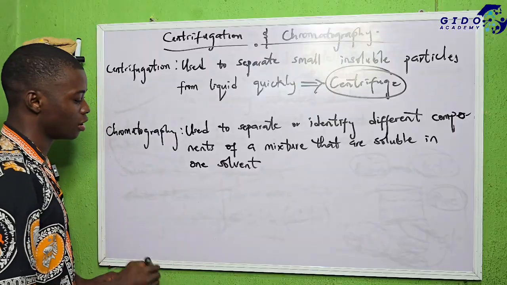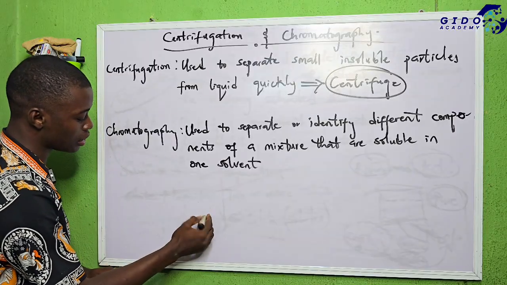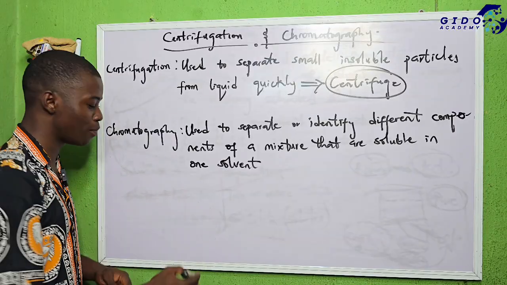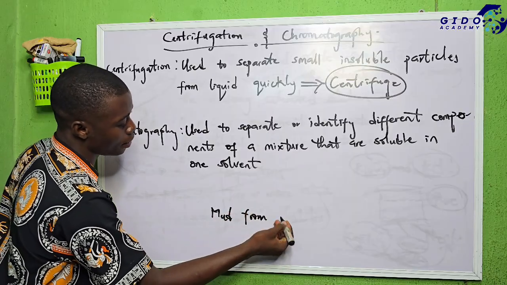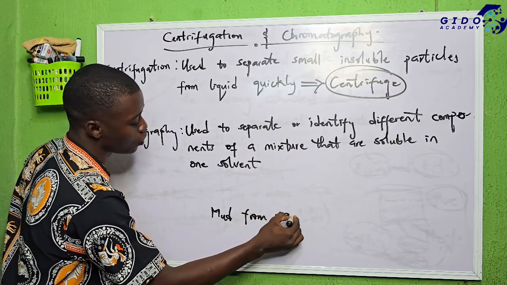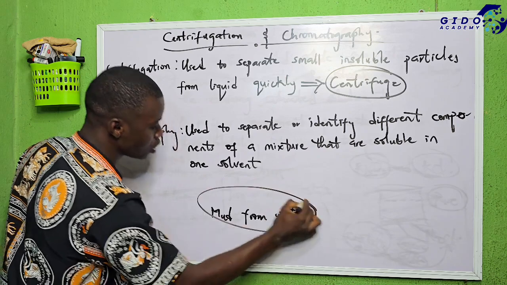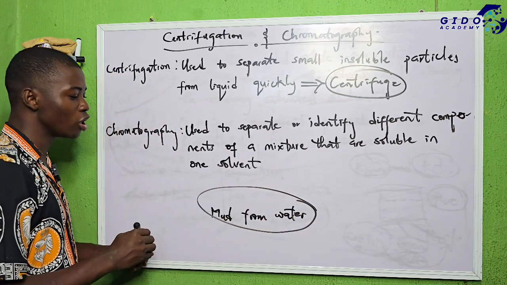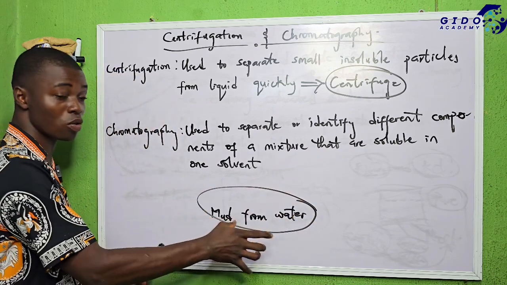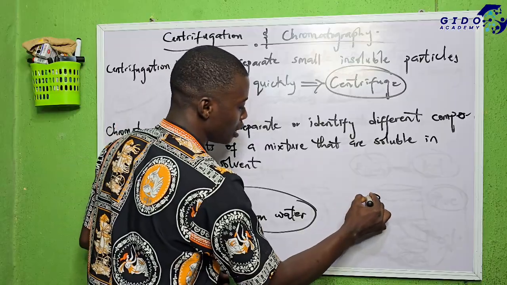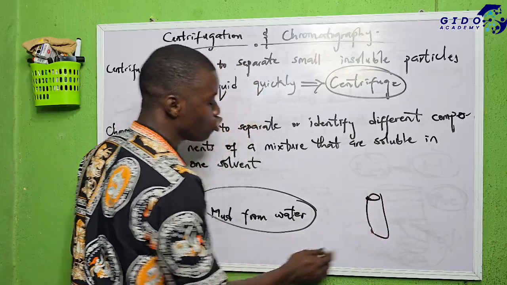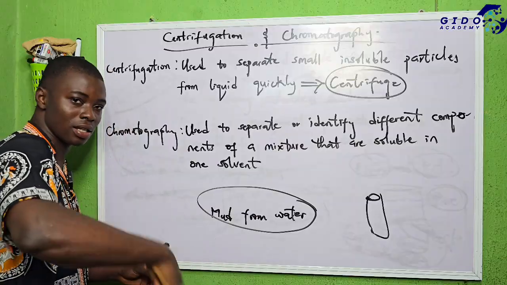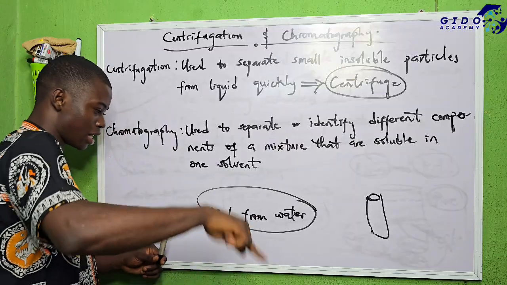Now let me explain. For example, let me give you a common example: if you want to separate mud from, let's say, water, it is very easy. What you do is place the mixture in a beaker in your centrifuge, which is a machine. Then you spin, it will start spinning. All the beakers will start spinning.